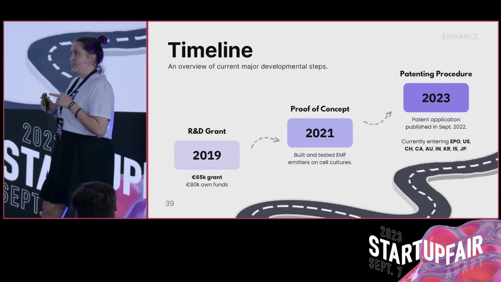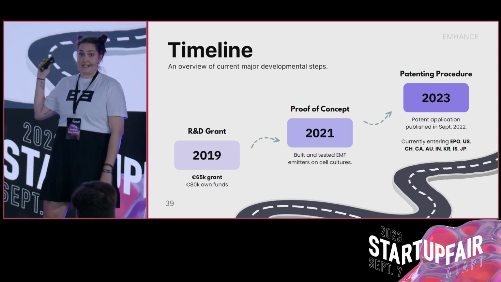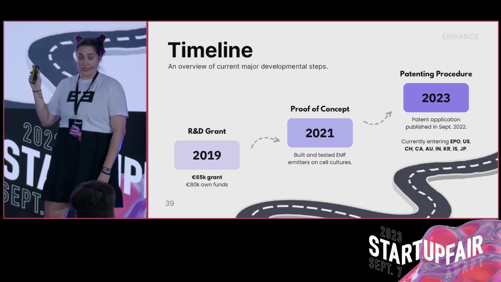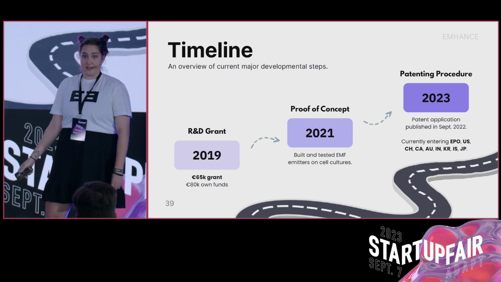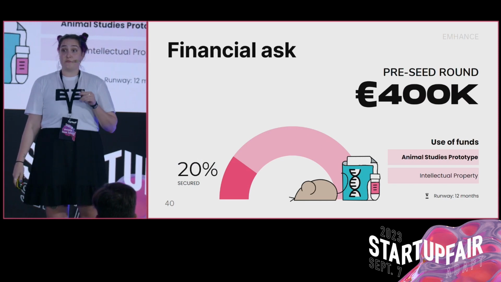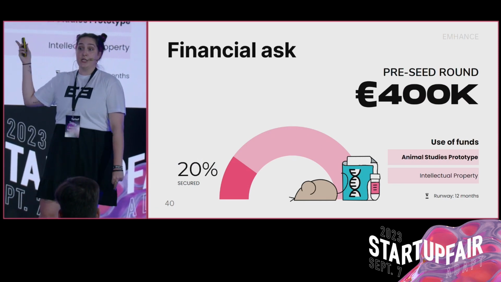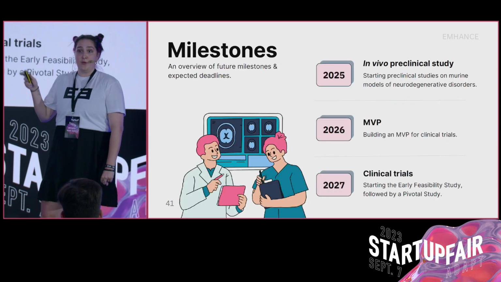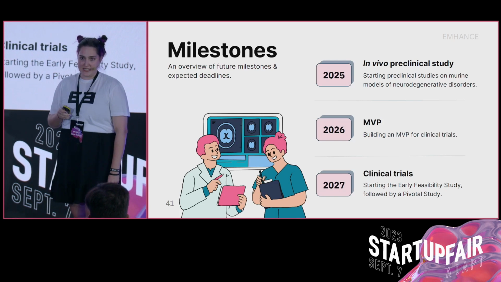We developed this idea in 2017, and in 2019 obtained R&D funding to build and test a proof-of-concept prototype on cell cultures. In 2022 we published our patent application, and just recently entered national and regional phases. We're currently raising 400,000, out of which we've already secured 20% to build an animal prototype. With this, we will be on track to reach clinical trials in 2027.